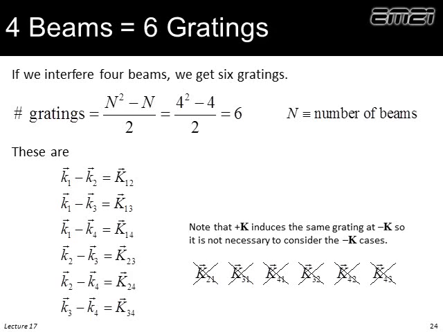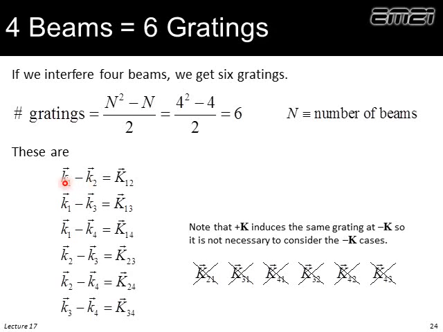The most famous configuration of beams for holographic lithography is 4-beam interference. So that's what we're going to talk about most here. So first, if we interfere 4 beams, we get 6 gratings. And we can look at that by pairing them off.